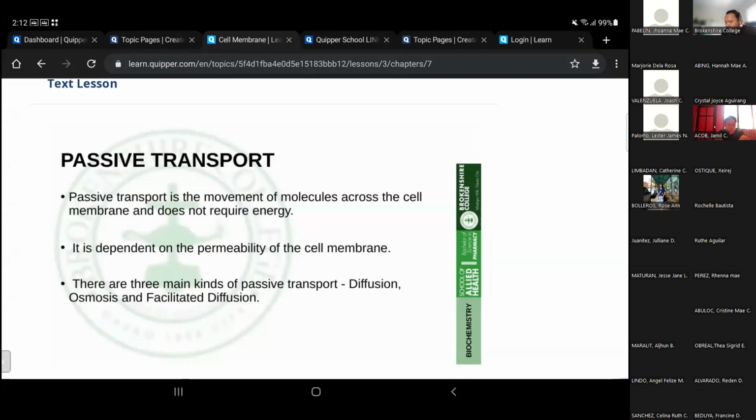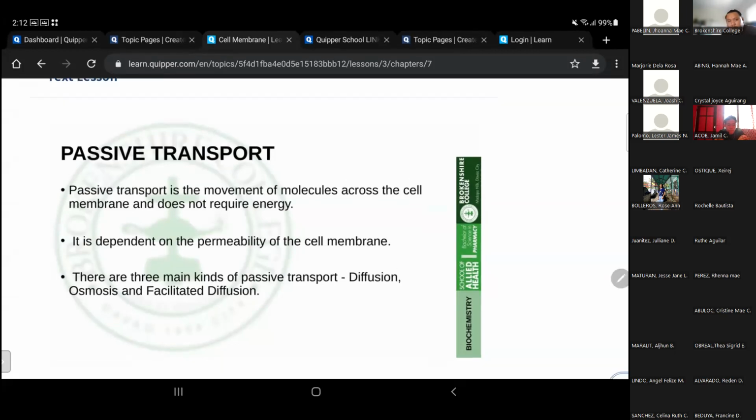Again, diffusion of molecules. And then we also have osmosis. When we say osmosis, it differs from diffusion in the sense that osmosis pertains to the movement of what? What moves when we say osmosis? Water, sir. Okay, movement of water molecules in and outside of the cell. And then lastly, we have facilitated diffusion.